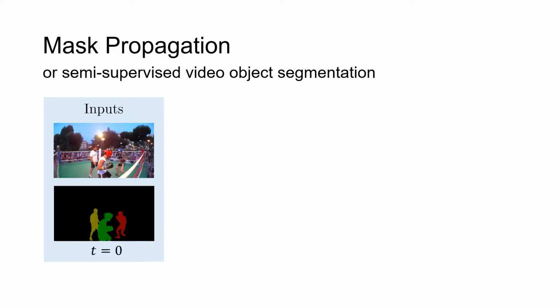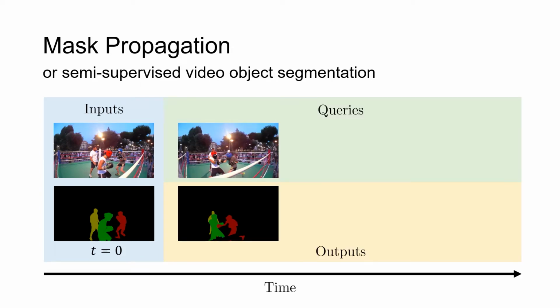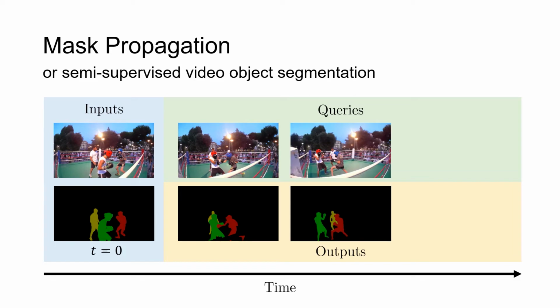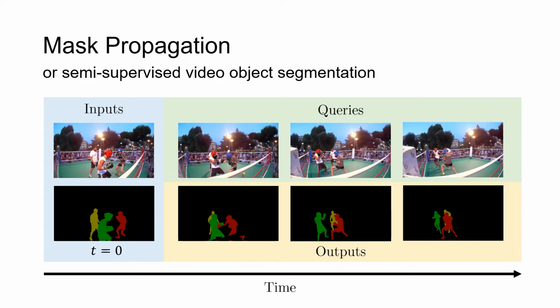In this work, we study the task of mask propagation, or sometimes called semi-supervised video object segmentation. Given the inputs at the first frame, including a fully annotated segmentation map, our algorithm predicts object masks for every subsequent query frame. The masks are temporally propagated in an online fashion.